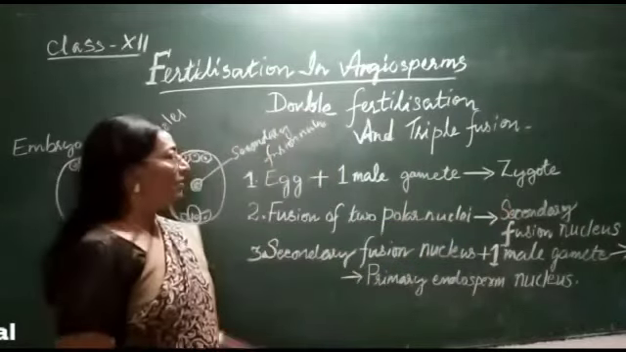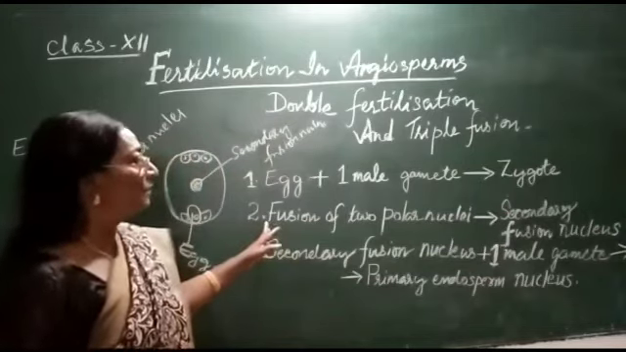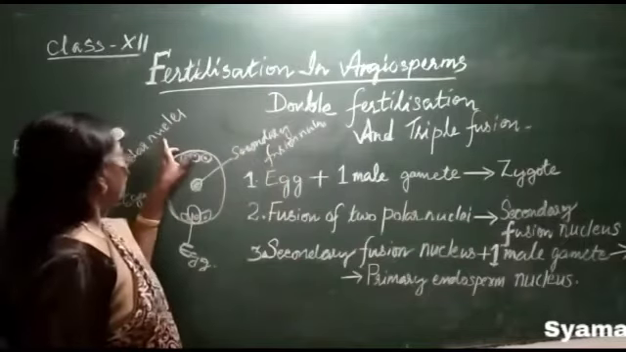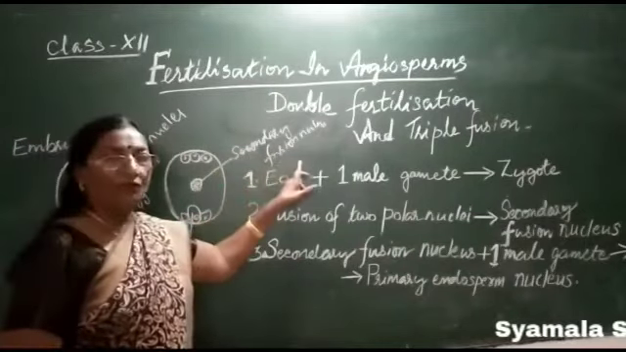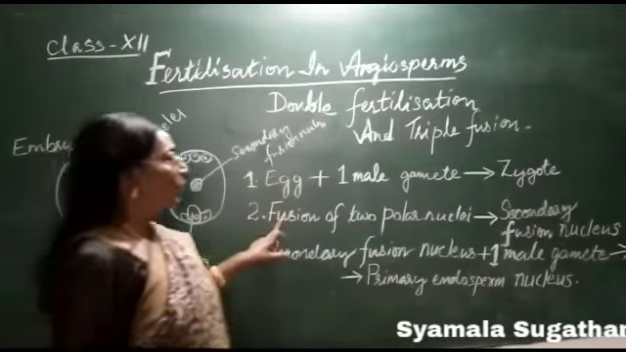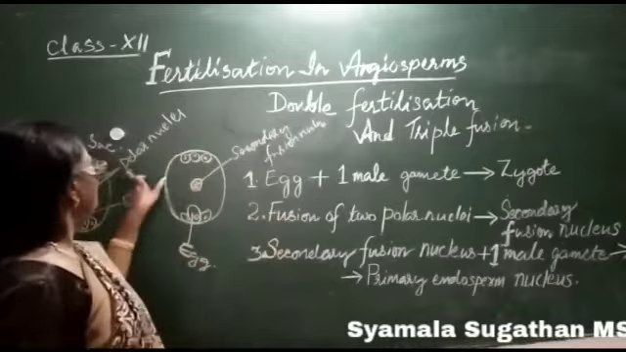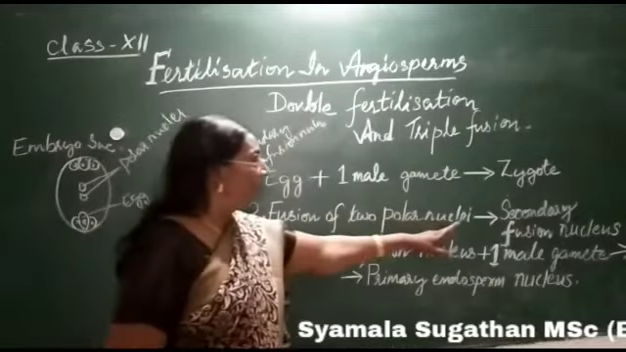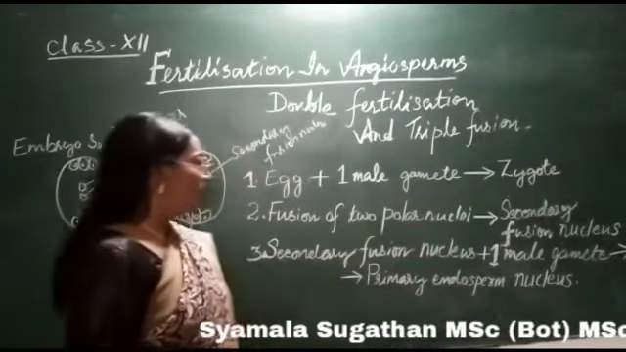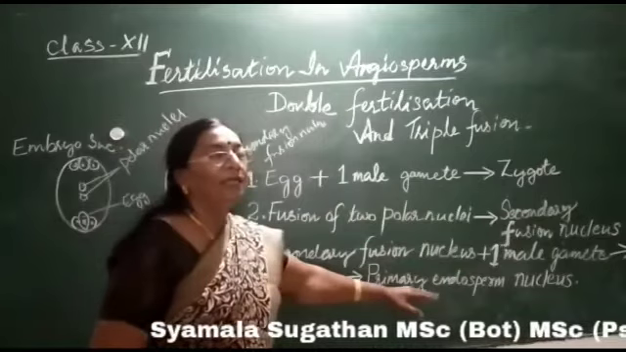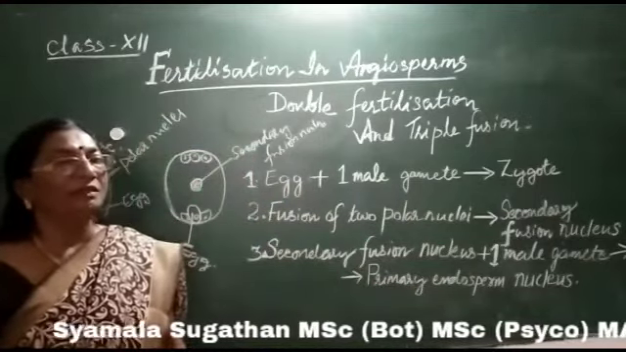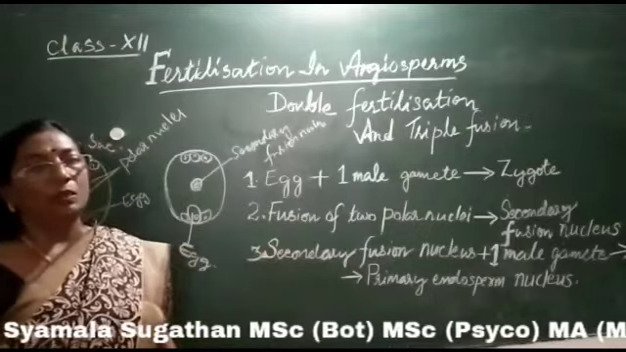The second male gamete fuses with the secondary fusion nucleus. That is, the polar nuclei fuse together to form the secondary fusion nucleus, and the second male gamete fuses with this secondary fusion nucleus and forms what is called the primary endosperm nucleus. Thus we can see two gametic fusions and also three successive fusions.